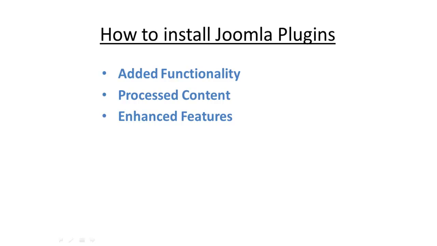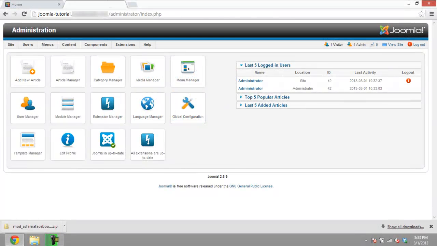In this tutorial, we will guide you on how to install a Joomla plugin. A Joomla plugin is an important part of the code, which manipulates a particular function before it is displayed. First of all, you have to log in to your administrative account.